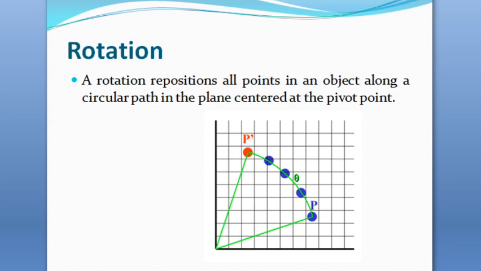Rotation. Rotation repositions all points in an object along a circular path in the plane centered at the pivot point. This is the pivot point. Based on the pivot point, the object or the model can be rotated in a clockwise or anti-clockwise direction at angle theta. P can be rotated to P dash. This is the rotation angle theta.